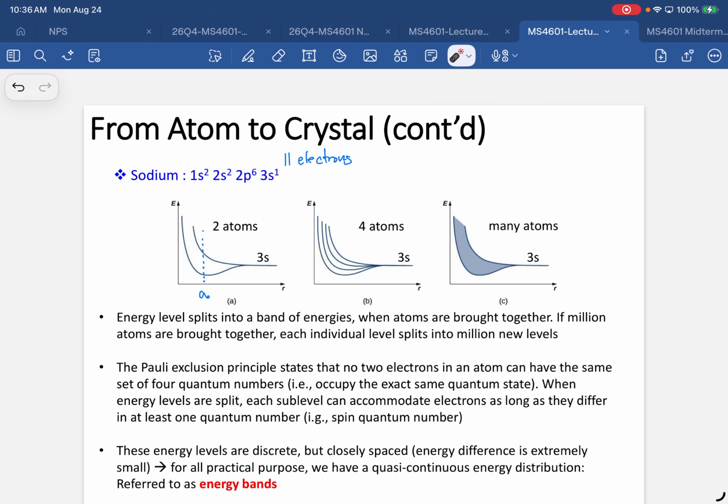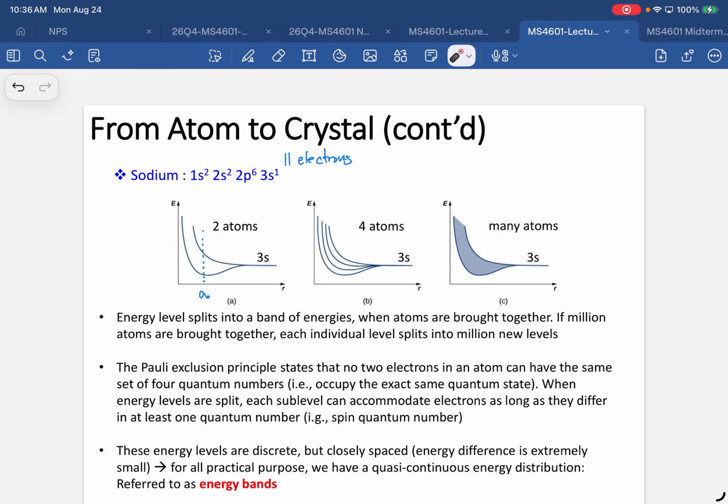Anyways, if we bring four atoms, four energy levels are split. And if we bring many atoms, like millions of atoms, then within this defined region there will be millions of lines, millions of energy splits. So this tells you that an energy level splits into a band of energies when atoms are brought together. If a million atoms are brought together, each individual level splits into a million new levels within this band.